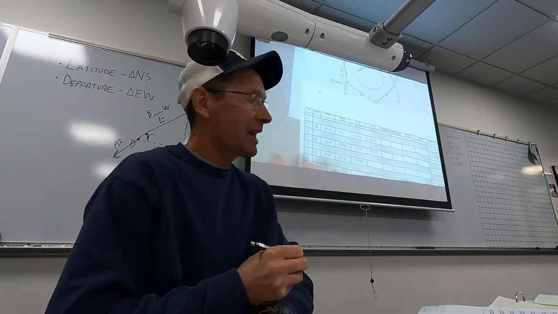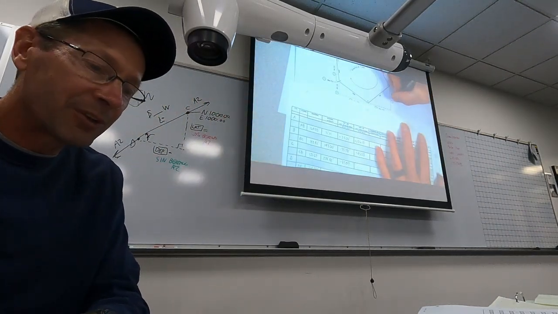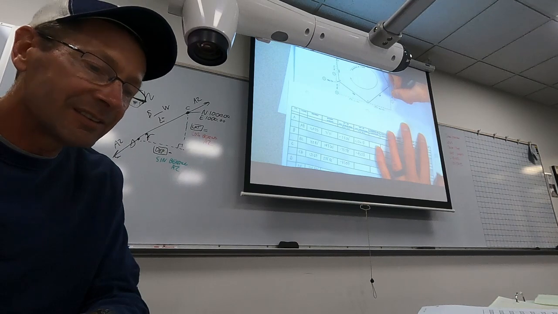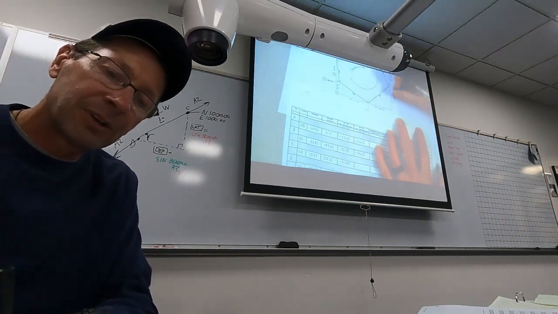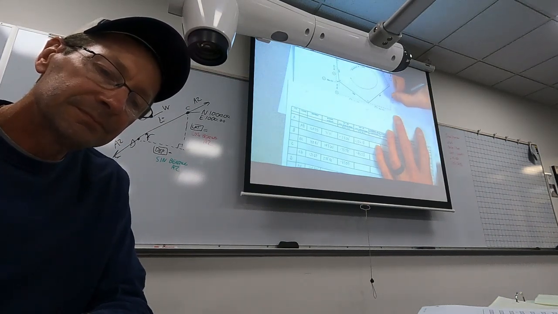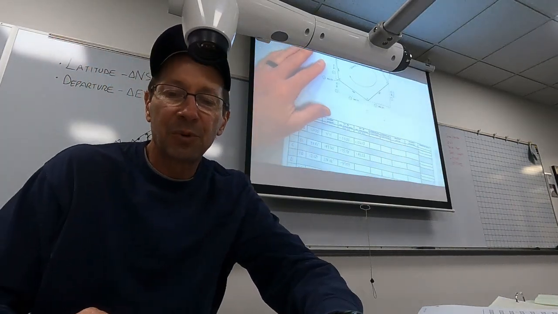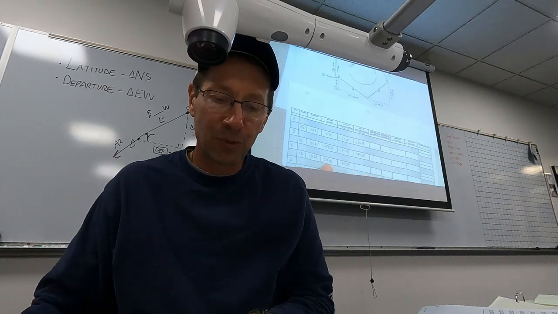You guys are starting to see the pattern develop now. We're dropping, we're continuing to go south. So it makes sense that this is negative 87.09. All right, do one more here. So departure. Let's take the sine of 224.18.